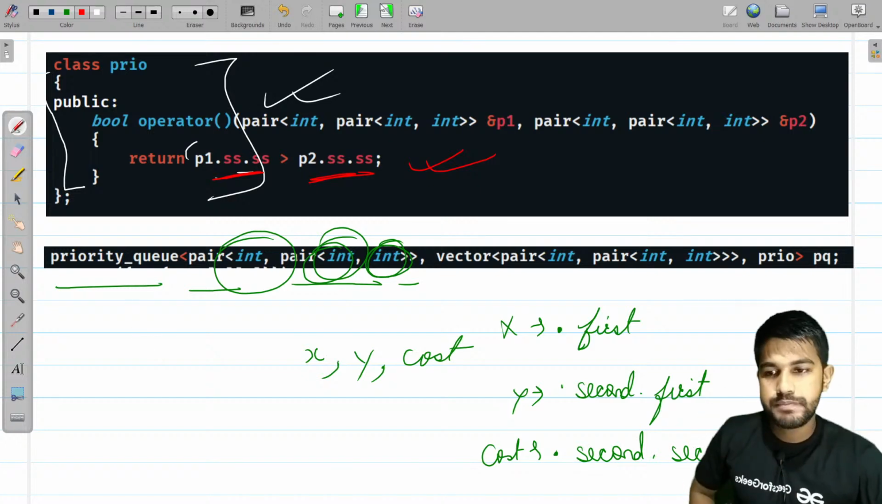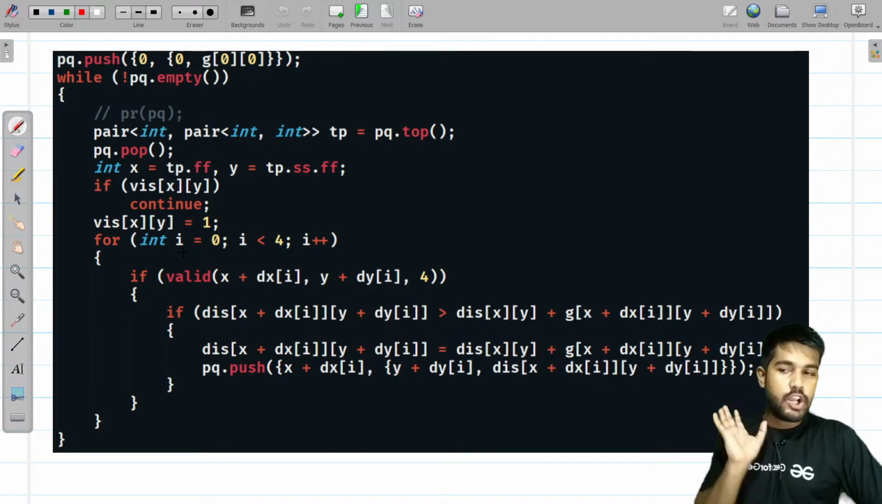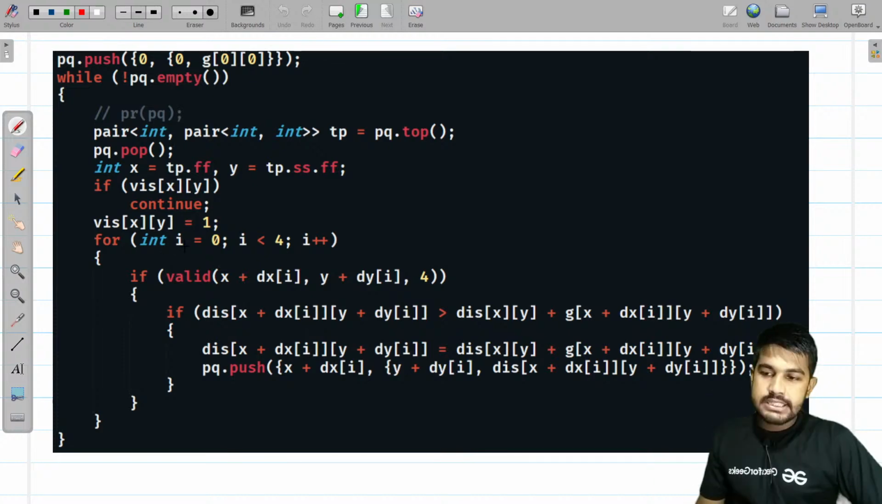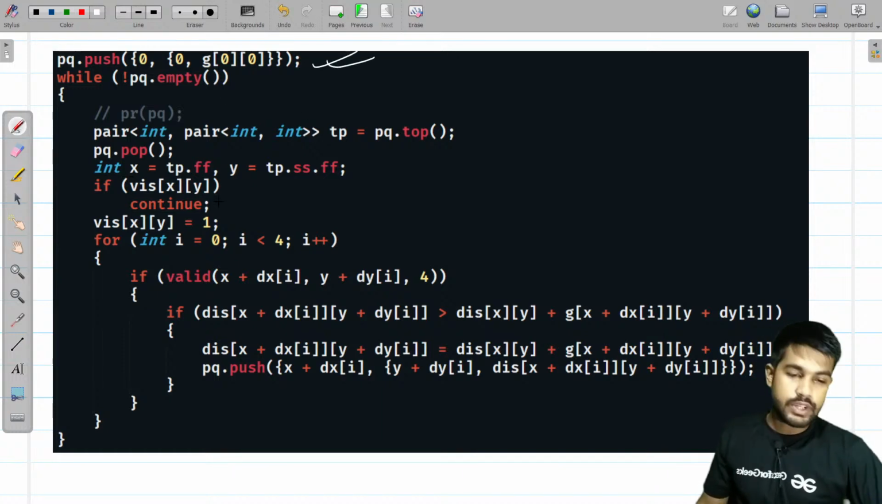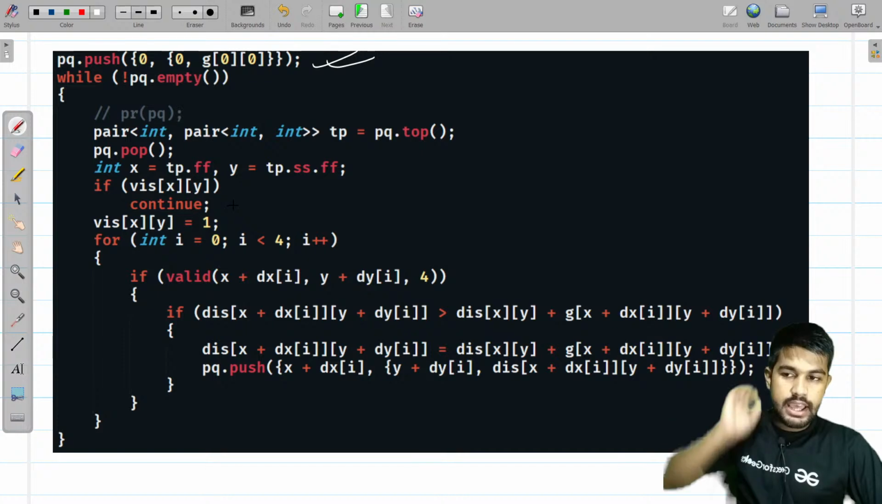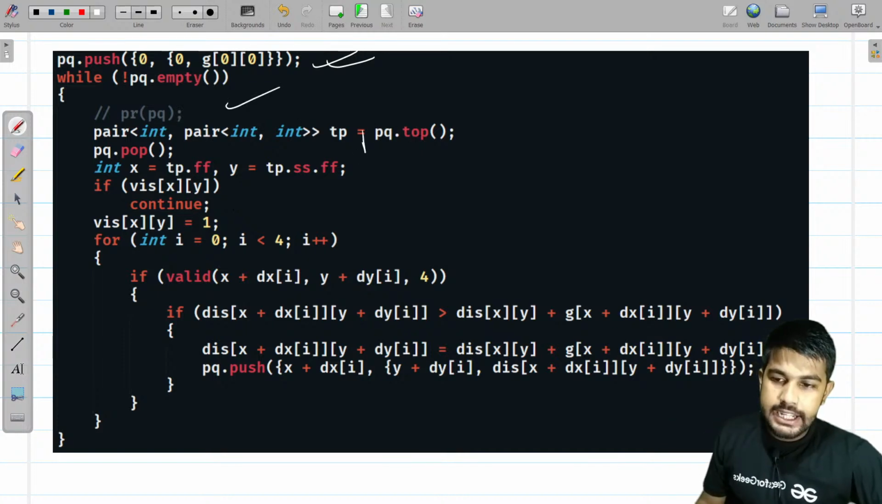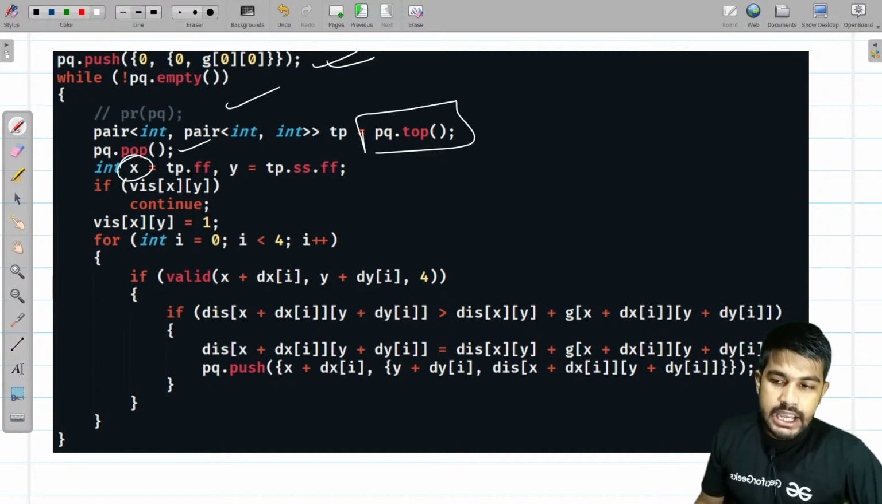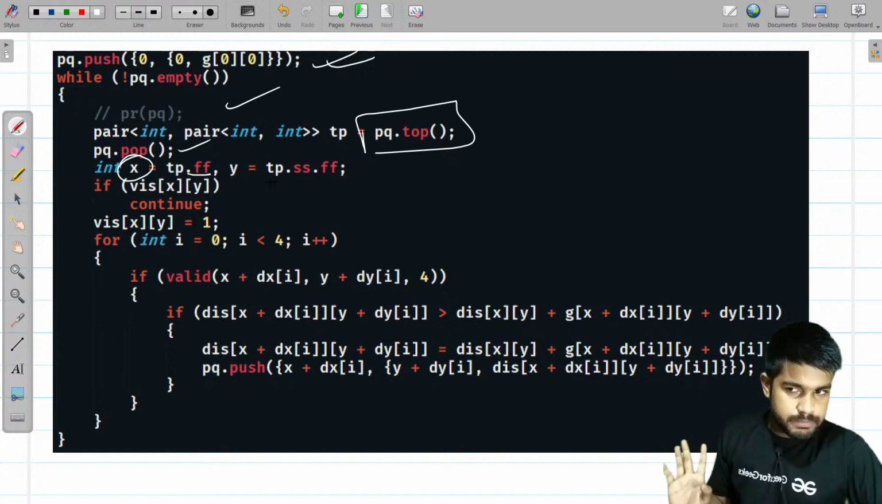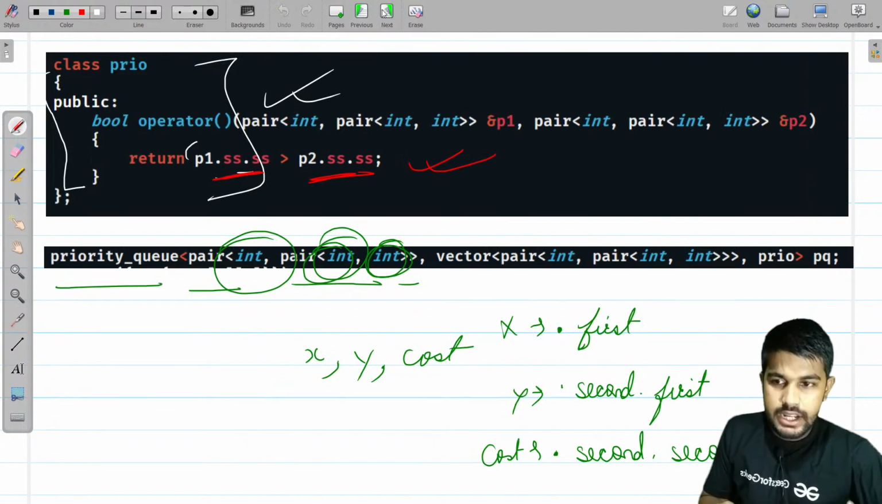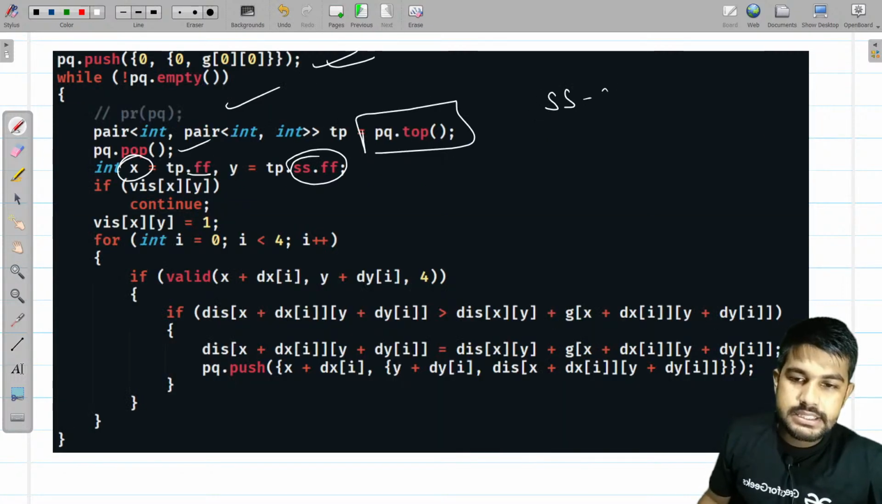Now the next thing is the main logic. At first we are pushing the base one, the top one, and then while the priority queue is not empty, we take the priority queue's top element and pop it. Then x-axis is the ff1, which I showed you in the last slide. This one is ff1, second dot first is the second one. Here SS means second, FF means first.